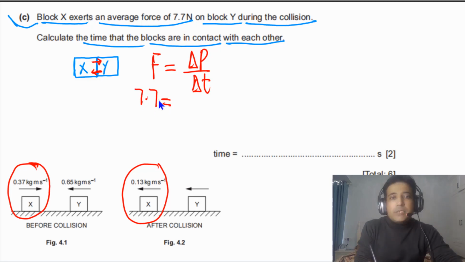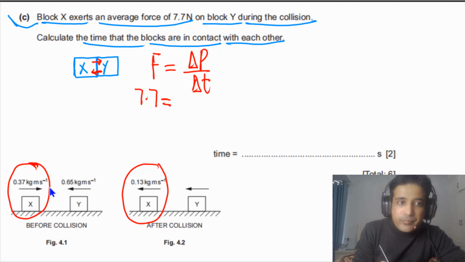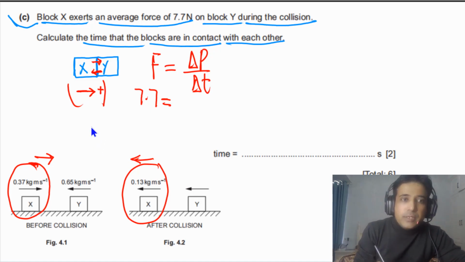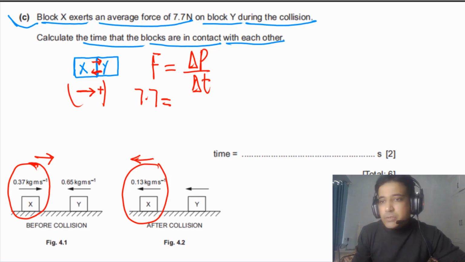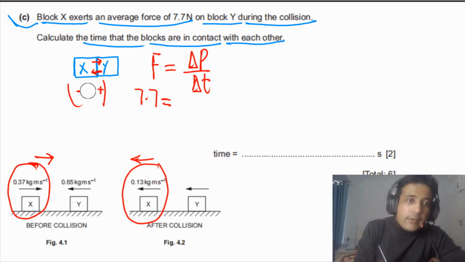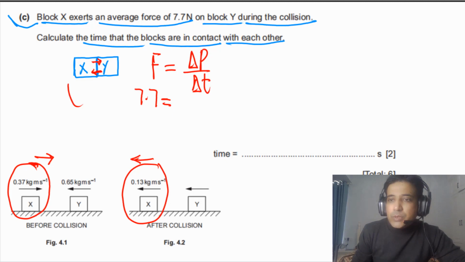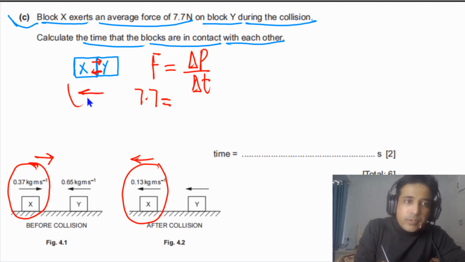And in this case, we need to calculate the change in momentum. So for block X, the change in momentum: you see this direction is to the right and this one is to the left. So we have to take one direction as positive. If we take to the right as positive, that will work. But in this case I will take to the left as positive. Why am I taking to the left as positive? Because the force on block X is to the left.